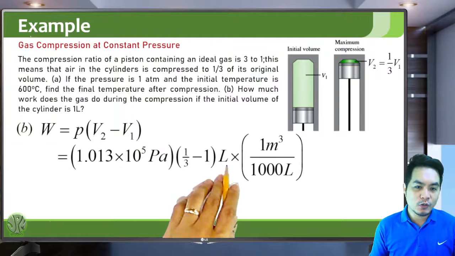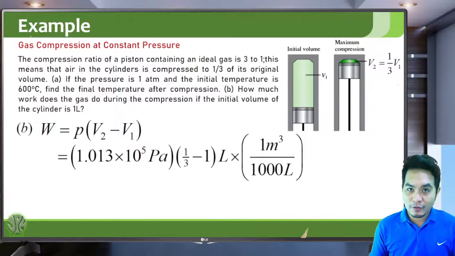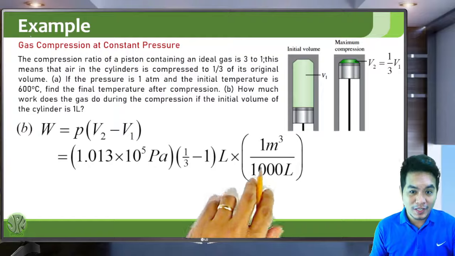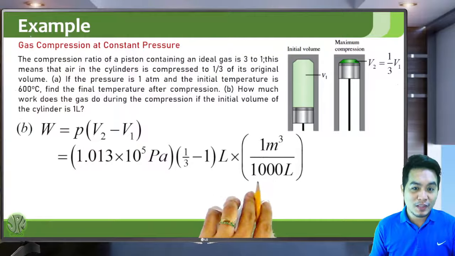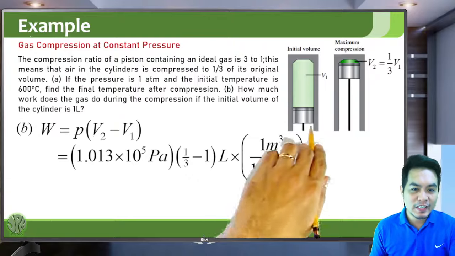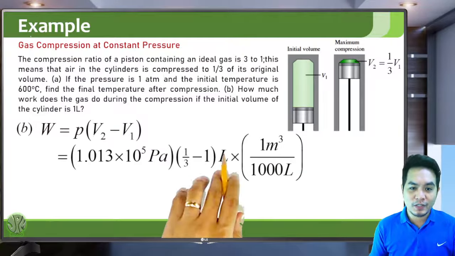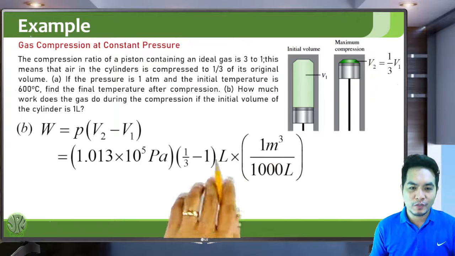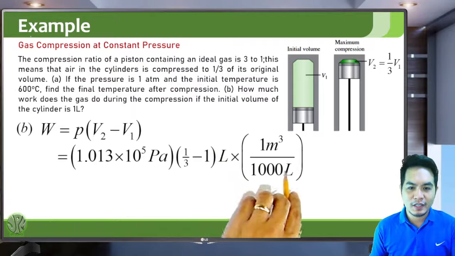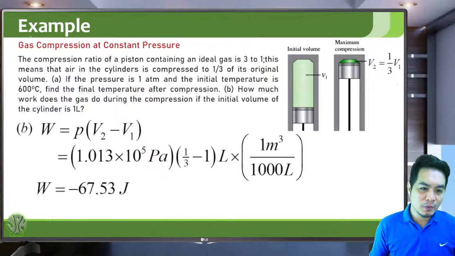We still need to convert the unit liters into cubic meters. So we have this conversion factor. Again, conversion factors are just equal to 1. 1 meter cube is equal to 1,000 liters. So the numerator is equal to the denominator, meaning that's just equal to 1. The purpose of this is just to convert the unit liters into meter cubes. So you cancel the liters, and you will get cubic meters, and cubic meters times pascals will give you joules.